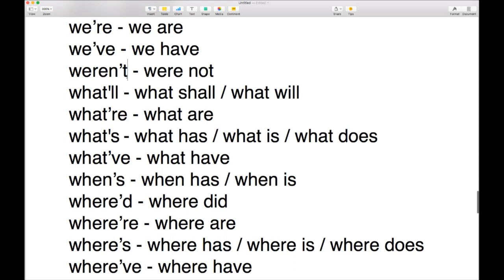Weren't. Again, very common. And these are fine to use in both formal and informal circumstances. We were not. Weren't. Notice how I'm pronouncing this one because this is commonly mispronounced. Weren't. We were not there. We weren't there.